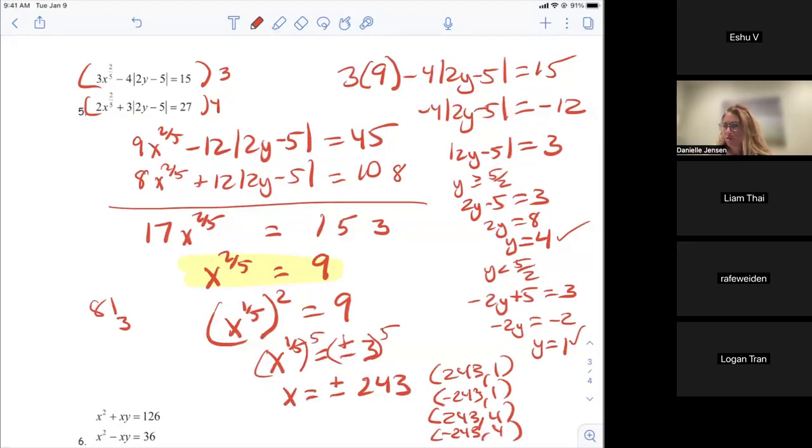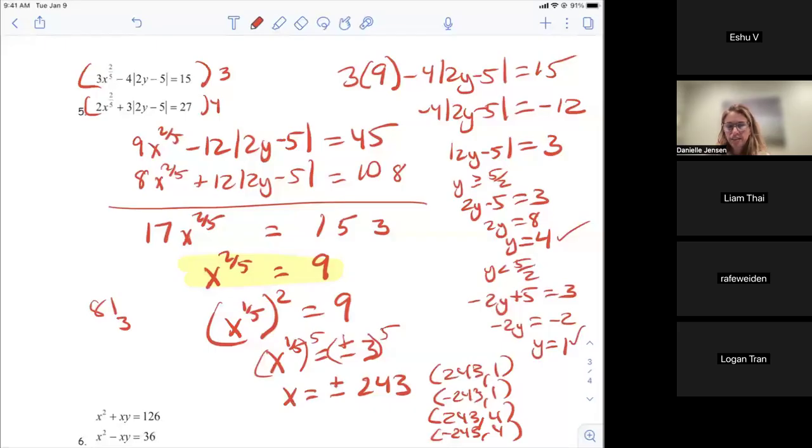And you're back, Ishu. Yeah, so for the same problem, or similar types of problems, could you just replace the x to the power of 2/5 and the absolute value of 2y minus 5 with a simple variable like a and b, and then solve for that equation, and then plug it in at the end? Yep. Okay. Totally. Yes.